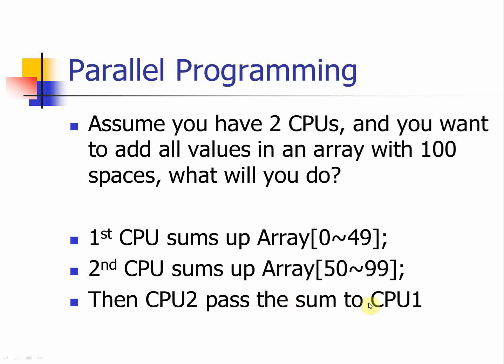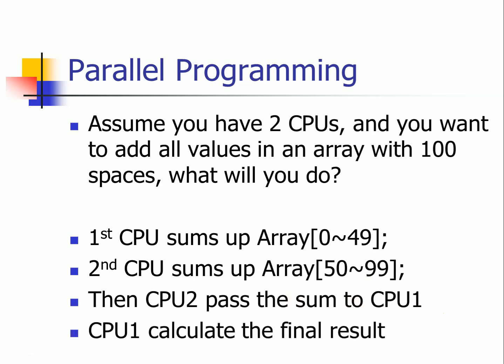And this is what we call the communication cost. It will take some time for CPU1 and CPU2 to talk with each other, and then CPU1 needs to sum up all the values. So basically take the sum of the first sum plus the sum passed from the CPU2. And therefore, this is how we would use it if we have two CPUs.